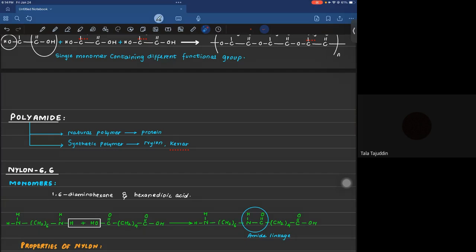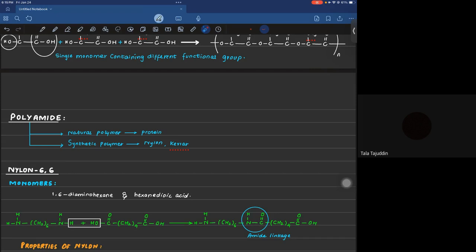Polyamides, obviously, as the name indicates, would have amide linkage. Okay, there are two types of polyamide, like polymers that have amide linkage. Ultimately, we have natural polymers as well, and then we have synthetic polymers. In synthetic polymers, specifically, we would be discussing Kevlar. That is very important, and then we would be discussing nylon. Starting from nylon, okay.